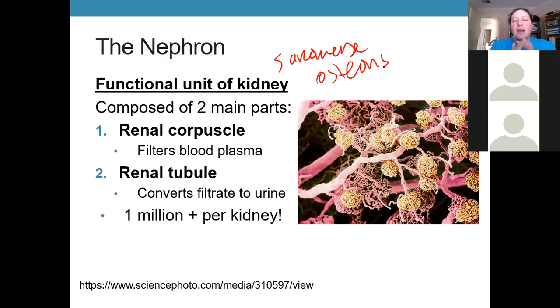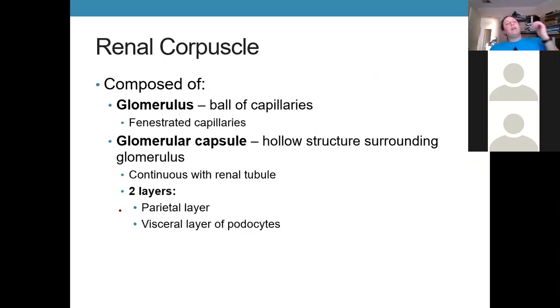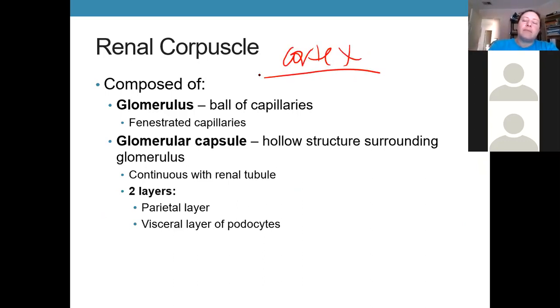Okay, so nephrons have two main parts. There's a renal corpuscle, which is where we filter the blood, and then the renal tubule, which is the part that converts what we filter out of the blood into urine. And they're tiny, so each kidney has at least 1 million nephrons. The renal corpuscles are all located in the cortex. So the cortex is just packed full of 1 million renal corpuscles.